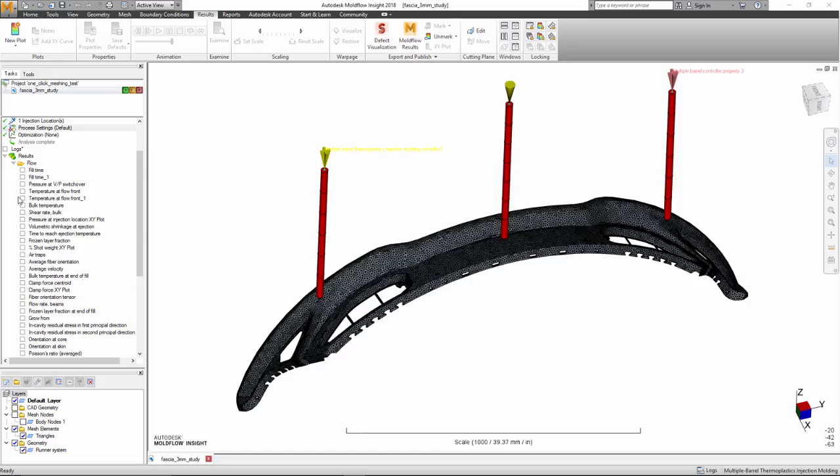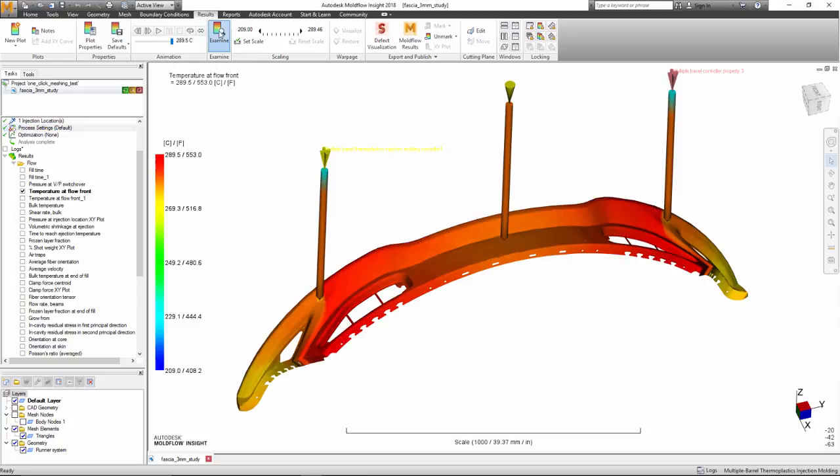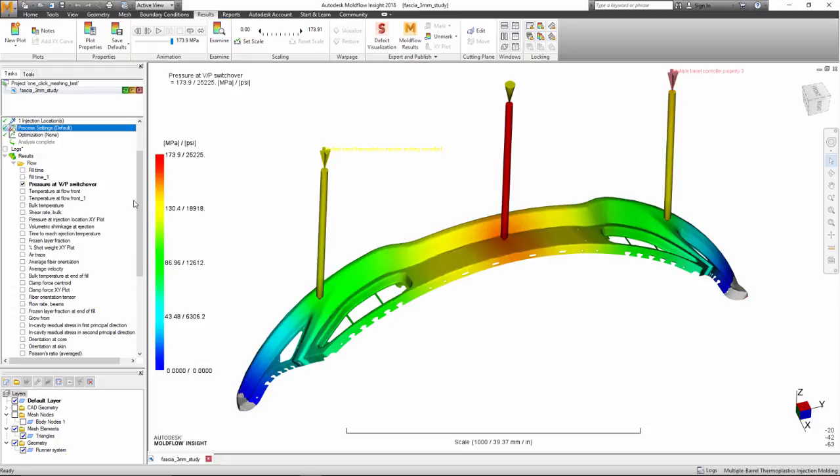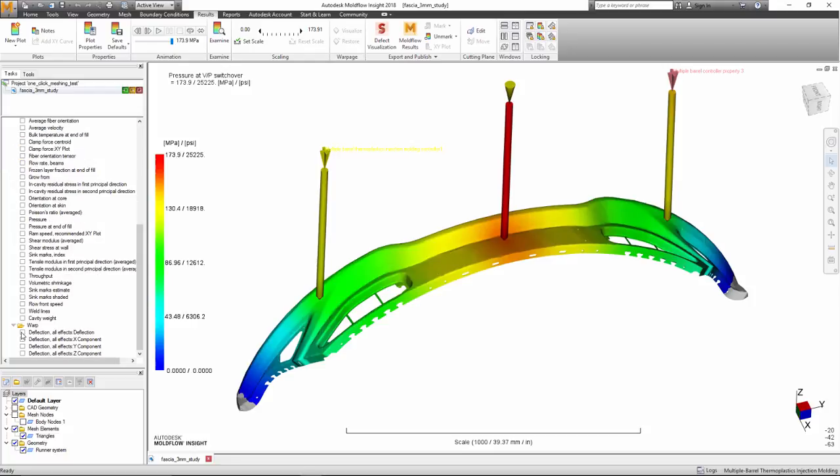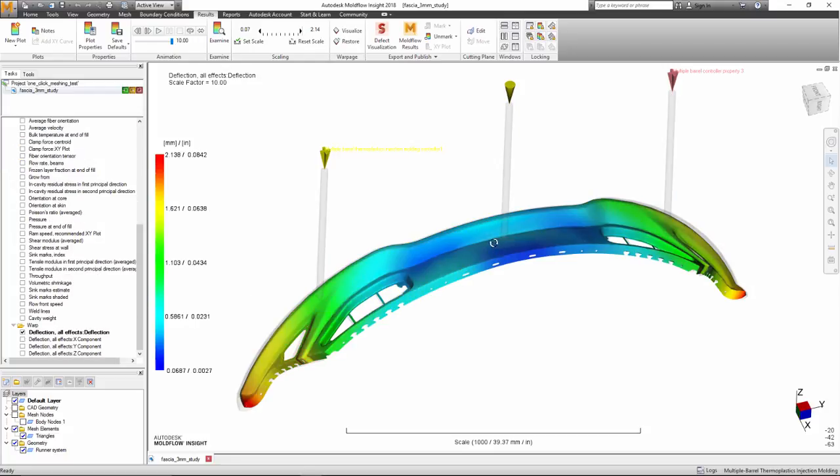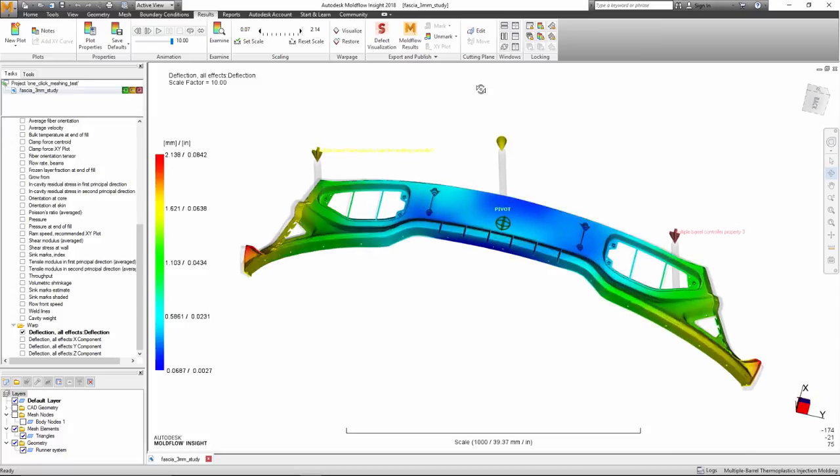Multi-barrel reactive molding has been available for many years inside Moldflow Insight. Now, with the addition of the thermoplastics multi-barrel process, a user can analyze this unique molding process. The simulation can help make important decisions related to the design and processing that may affect their part's performance and overall quality.